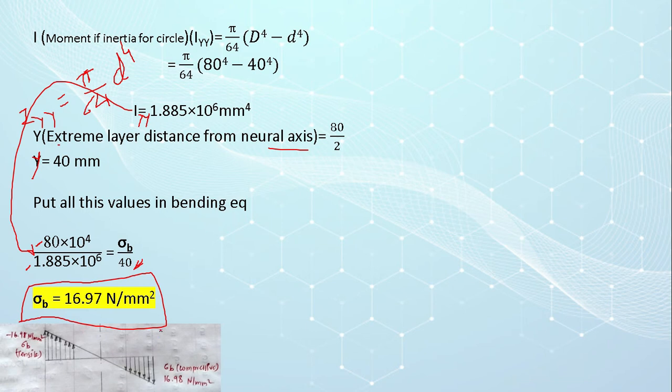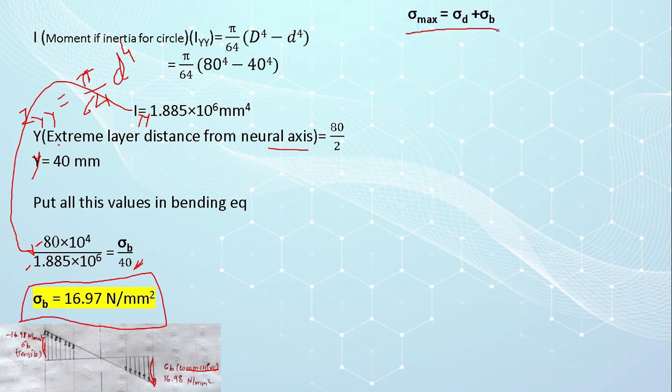Now this figure shows the stress distribution diagram for bending stress. This is compressive, plus 16.98, and this one is minus 16.98. This part is tensile.